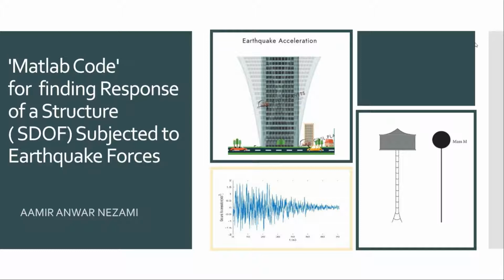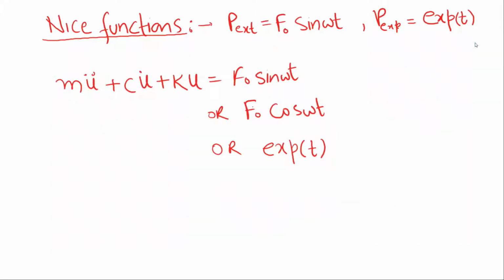First of all, a recap: in the last lectures we studied simple and nice functions, where the external forces were F naught sine omega t and the exponential load. When the function is nice, meaning sinusoidal or harmonic, like cos of omega t or an exponential function, we can solve it analytically and easily.